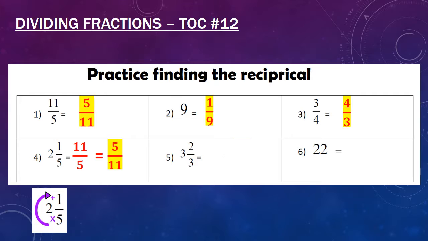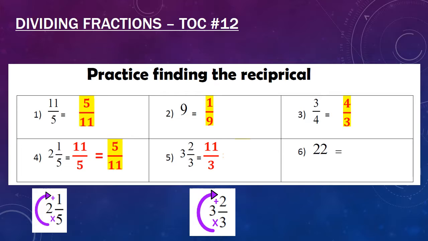For number 5, again, we have to use our magic C. 3 times 3 is 9, plus 2 makes 11/3. And then we're going to flip it upside down and get 3 over 11. Hopefully by now you've gotten this really good. For number 6, it's a whole number. Put it over 1. And then when we flip it upside down, we get 1 over 22.